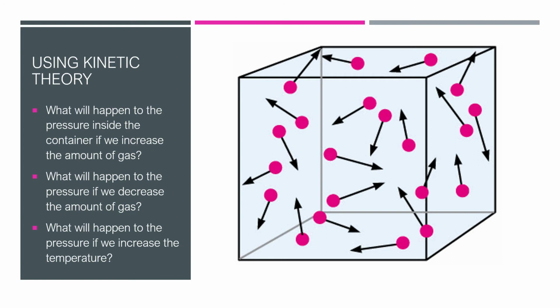Because of this, adding more gas should result in more collisions with the side of the container, so the pressure would increase. The reverse is true as well. If we decrease the number of particles in the container, we would see fewer collisions with the walls of the container and the pressure would decrease. Another variable we can look at is temperature. Now, let's say we keep the dimensions of the cube the same, but instead of increasing the number of particles, we increase the temperature. Do you think the pressure will go up or down?